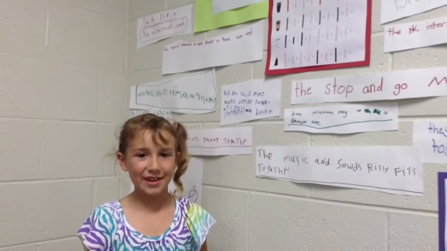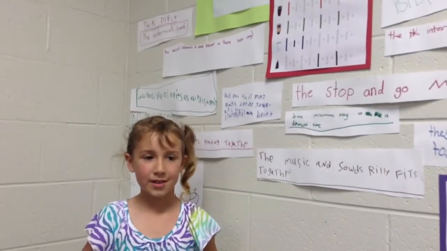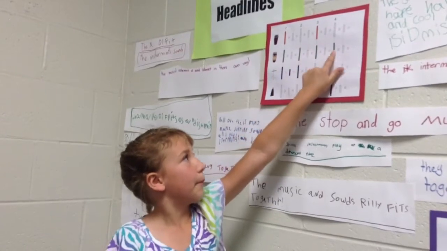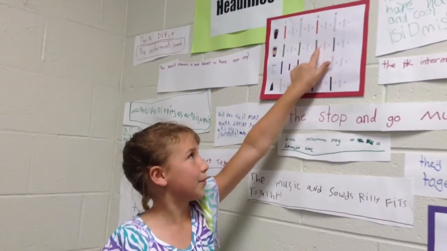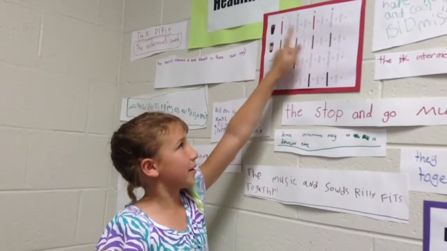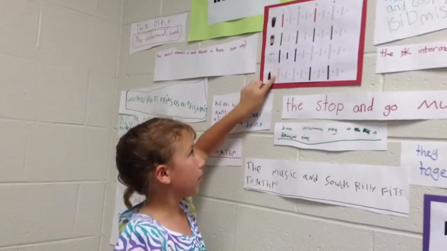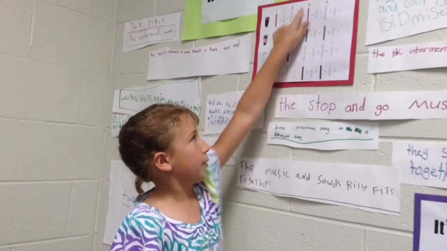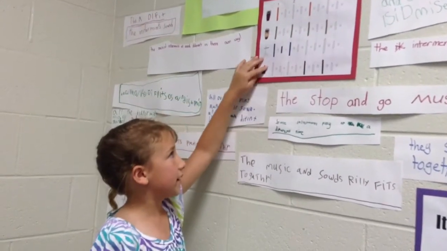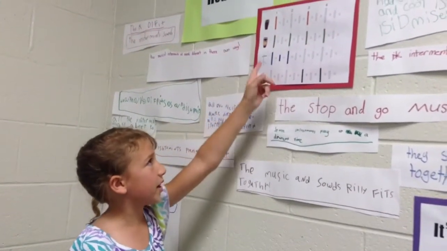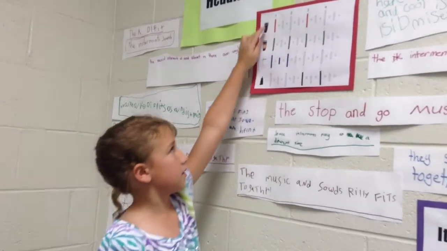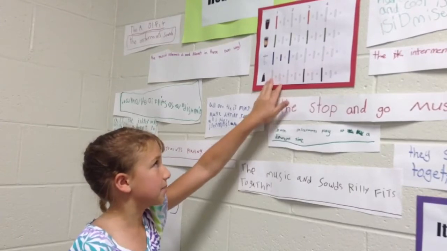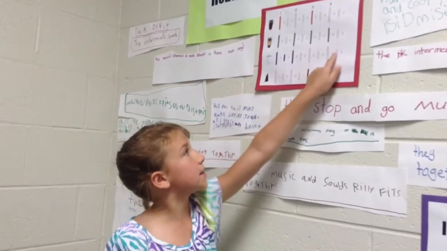Hi, my name is Jada, and we're going to talk about steady beat. This one goes boom, boom, boom, boom. But there's also another steady beat, and it goes boom, boom, boom, boom. And no matter what way it goes, it's still a steady beat because it can go straight down or it can go straight across, and it wouldn't be a difference because they're both steady beats.